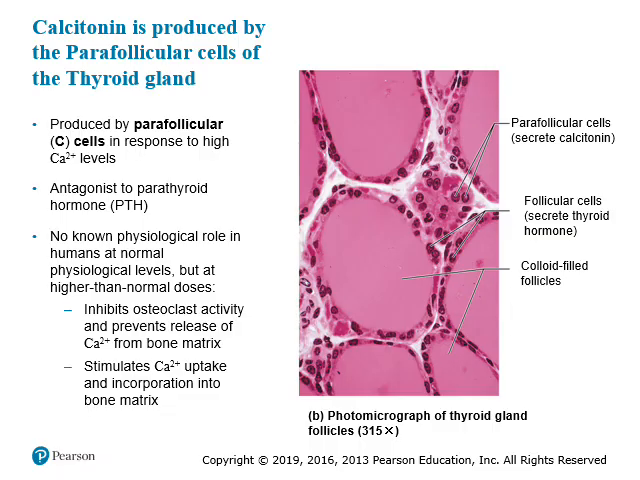There's no known physiological role in humans at normal physiological level, but at higher than normal doses, your calcitonin will inhibit osteoclast activity and prevents the release of calcium from the bone matrix. And it stimulates calcium uptake and incorporation into the bone matrix.